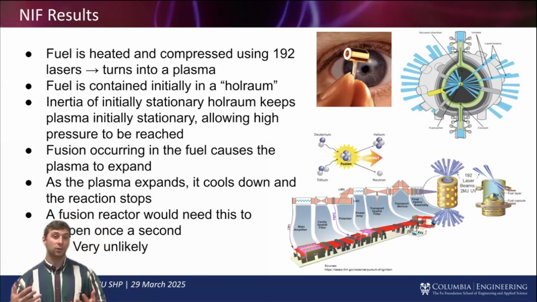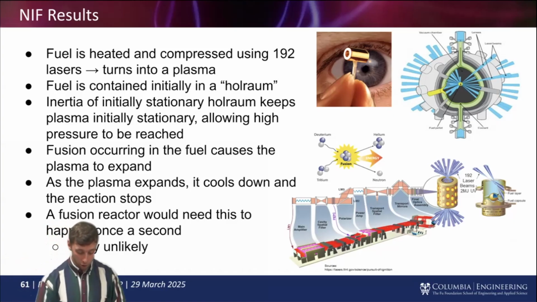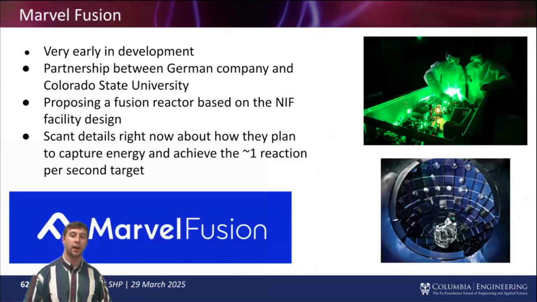In order to make an actual fusion reactor from this, this would need to happen at least basically once a second in order to produce energy at the rate that you would need not only to sustain the future reactions, the future pulses, but also to then produce enough usable energy out of the reactor. However, there are still companies, for example, Marvel Fusion, that are using this inertial confinement fusion approach in order to achieve a fusion reactor.